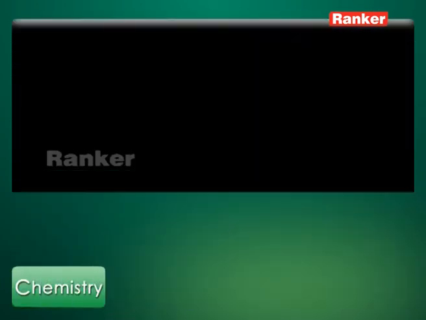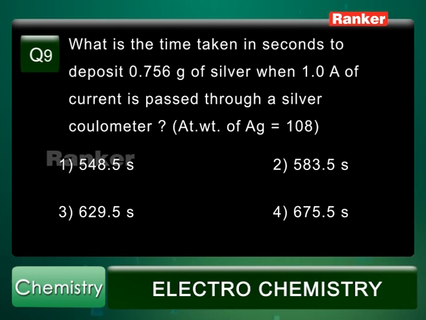Question number 9. What is the time taken in seconds to deposit 0.756 grams of silver when 1 ampere of current is passed through a silver coulometer? Atomic weight of silver is 108. First option is 548.5, second option is 583.5 seconds, third option is 629.5 seconds, and fourth option is 675.5 seconds.